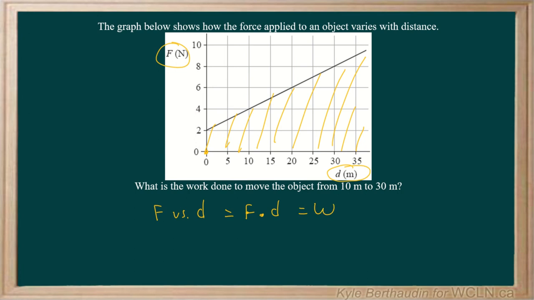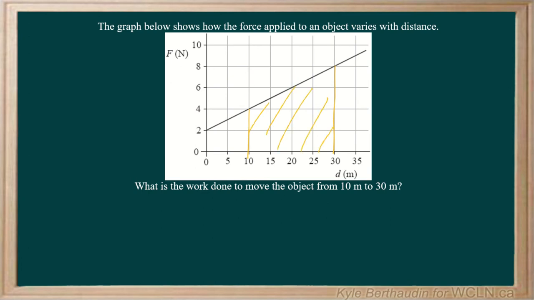So to find the work done from 10 meters to 30 meters, we need to find the area underneath this graph from 10 meters, which is this point here, to 30 meters, this point here. We can find this area by breaking it into two smaller pieces that we know how to calculate. One can be this bottom rectangle, which I'll color in with green. We can call this number 1, just to label it.